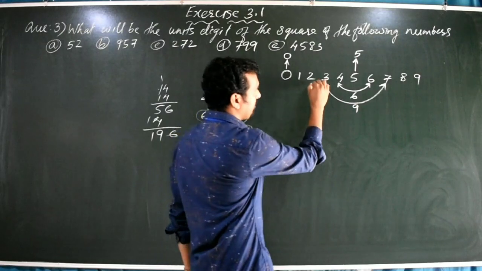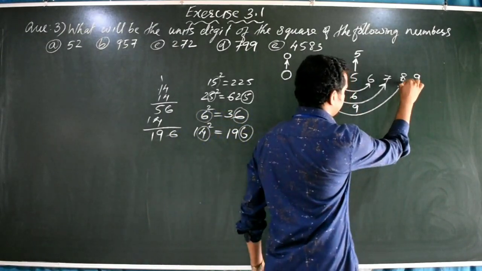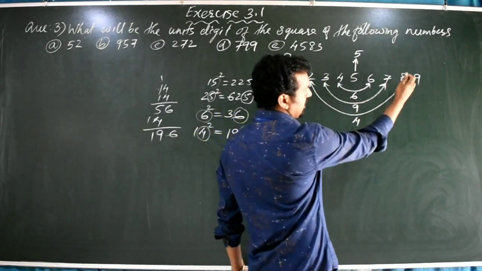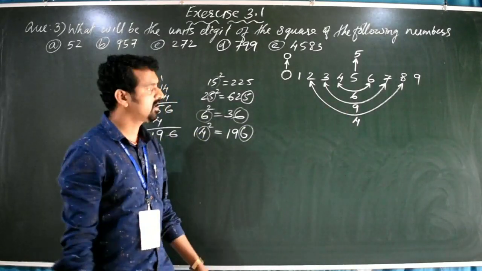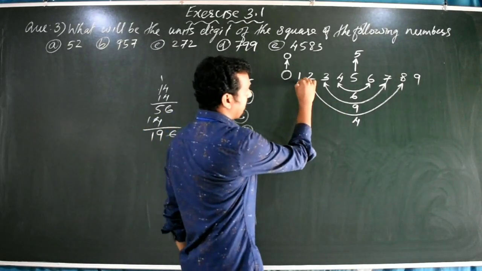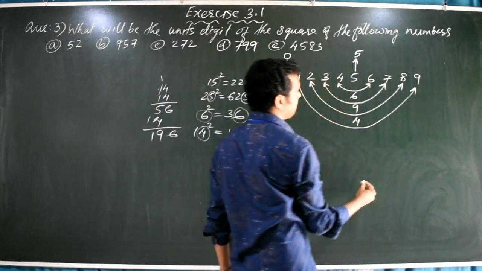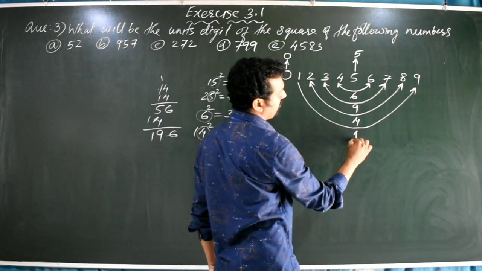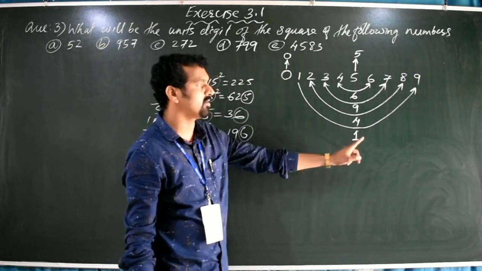Now, if a number ends with the digits 2 or 8, then its square will end with the digit 4, since 2 twos are 4, 8 eights are 64, last digit is 4, so it will come 4. Now, next one. If a number ends with the digit 1 or 9, its square will end with the digit 1. 1 into 1 is 1. 9 nines are 81, last digit is 1.